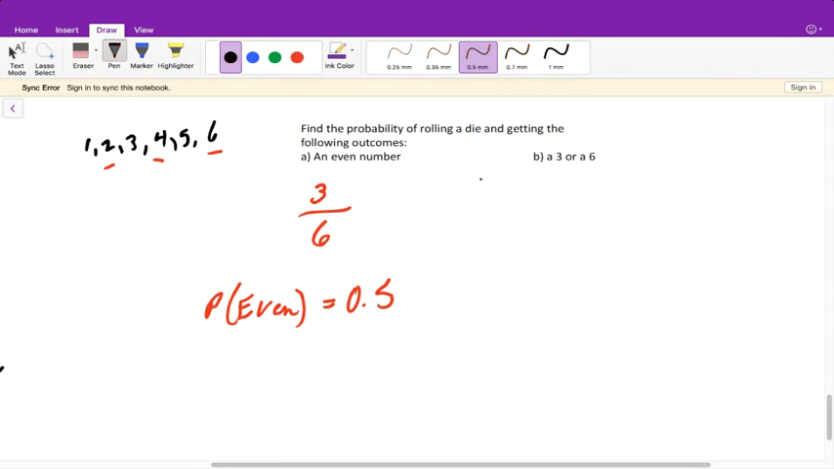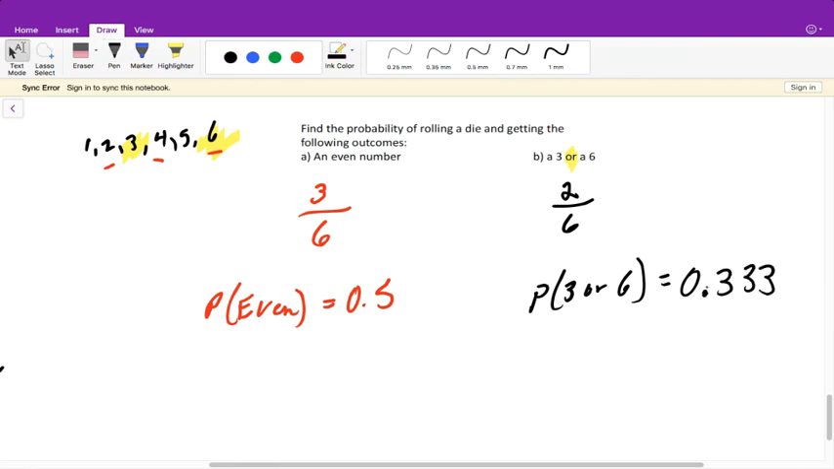For B, a 3 or 6, well, here we have 2 choices, 3 or 6. Now, the main thing here is this word or, right? Remember, or means it could be this or the other. As long as it's one of them, then it's satisfied. So here we have 2 over 6 because we have 2 possible outcomes over 6 total. And the probability of a 3 or 6 is then equal to 0.333.